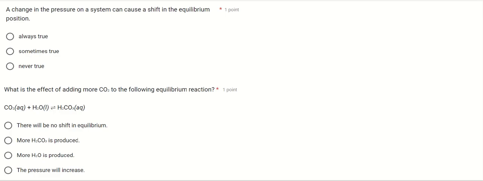The reason it's sometimes true is because you may not have different numbers of gases. So you might have the same number of gases on both sides, reactants and products. In that case, increasing or decreasing the pressure is not going to shift the equilibrium. But it will if there's a greater number of gas particles on one side or the other. All right.